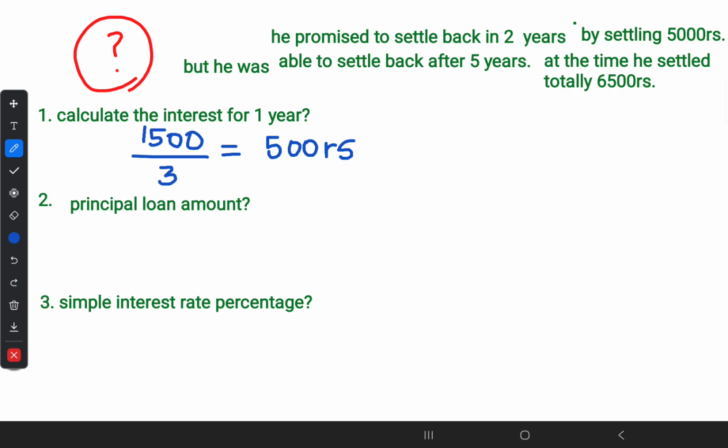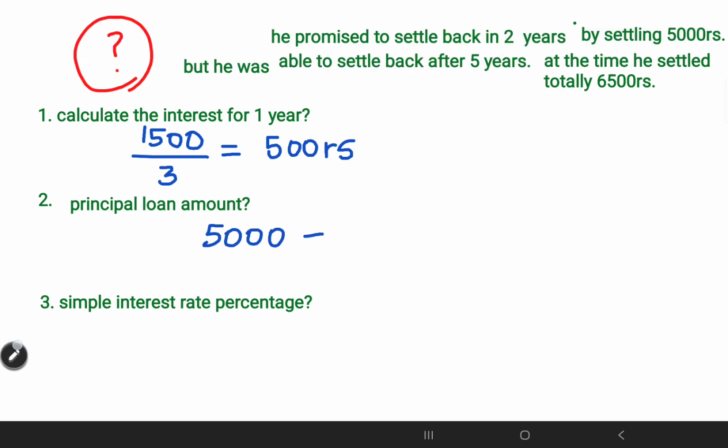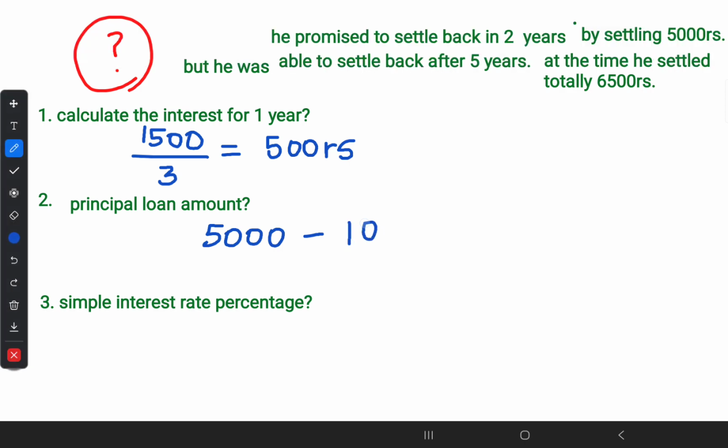Then the principal loan amount, from 5,000 or from 6,500. However, from the 5,000, I will subtract the interest for 2 years. After the end of 2 years, he decided to settle back 5,000 rupees. From this, I'll subtract the interest for 2 years. The interest for 1 year is 500, so for 2 years, the interest would be 1,000. After subtraction, we get the principal loan amount without interest. It should be 4,000 rupees. 5,000 minus 1,000 is 4,000 rupees.